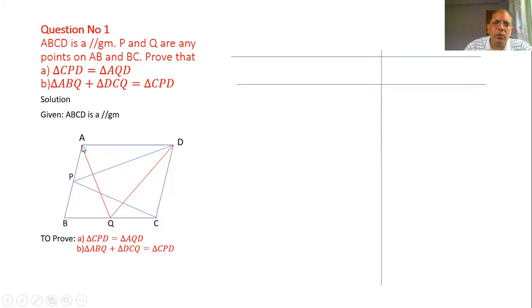Then to prove, we need to show the area of triangle CPD is equal to triangle AQD. Now, it is your to prove. Then after, number 2: triangle ABQ plus DCQ, this plus this is equal to CPD. Now I want to start the proof.